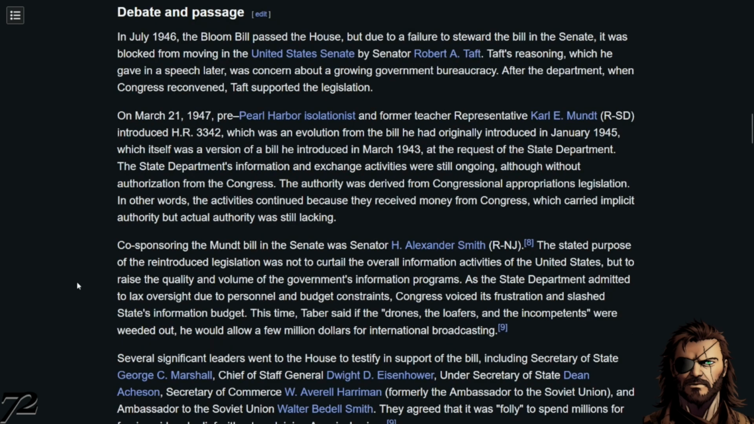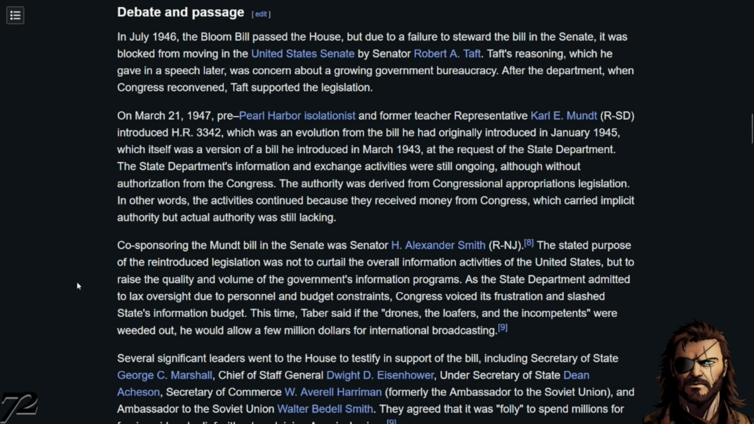Debate and passage. In July of 1946, the Bloom Bill passed the House, but due to a failure to steward the bill in the Senate, it was blocked from moving in the United States Senate by Senator Robert A. Taft. Taft's reasoning, which he gave in a speech later, was concern about a growing government bureaucracy. After the department reorganized, when Congress reconvened, Taft supported the legislation.